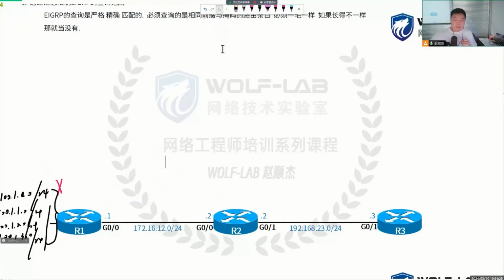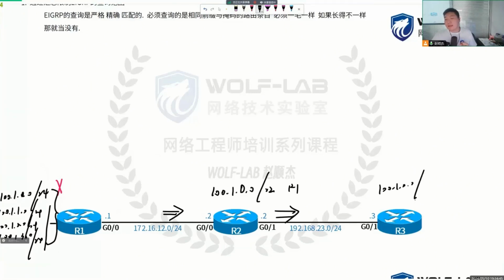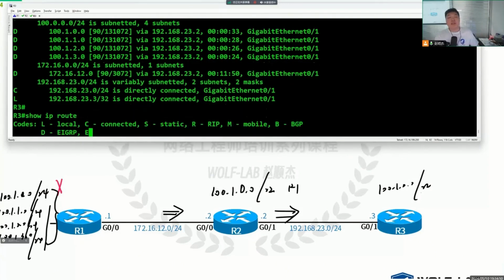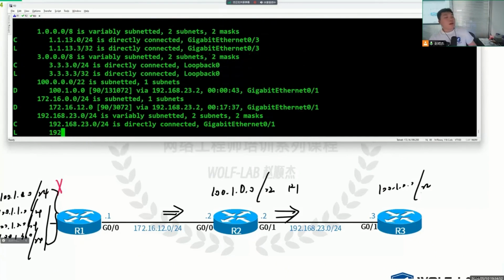0.0/22 route entry. The next address is R1, so after R2 has no detailed routes, we naturally announce out. R3's route entry is also a 100.1.0.0/22 route entry. R3 also will have no detailed routes, only one summary route. So let's say we also summarize R3 to one summary.